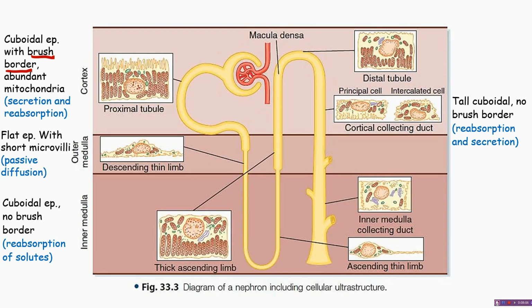The cortical collecting duct, as we see, consists of P and I cells. The cells are tall cuboidal with no brush border and help in absorption and secretion.